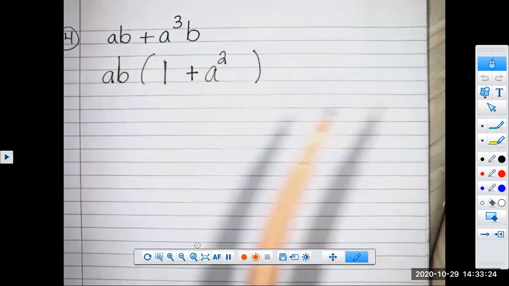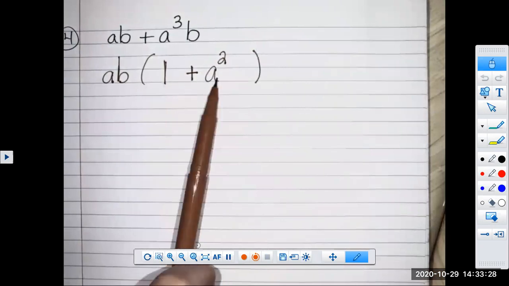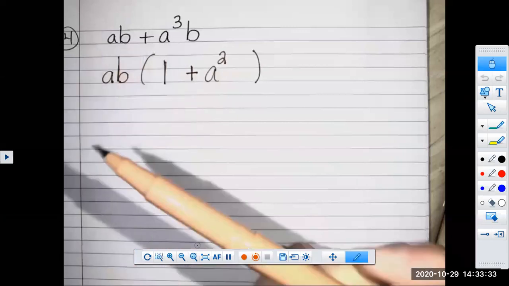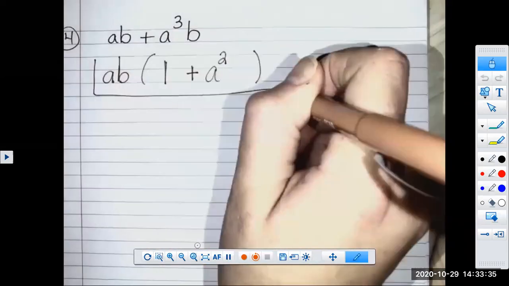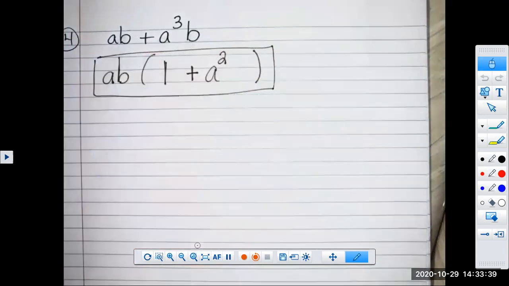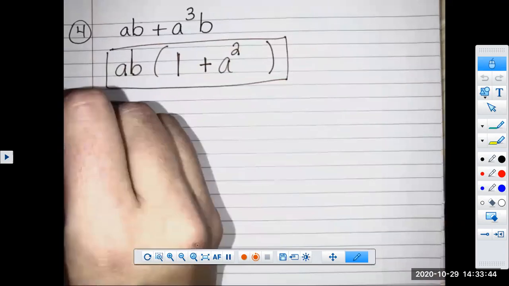Okay, this is really close to being the difference of squares, but you don't have a minus sign. If that was a minus sign, you would have difference of squares. But this is as far as you can go. So sometimes the only factoring you can do is simply what does each term have in common.